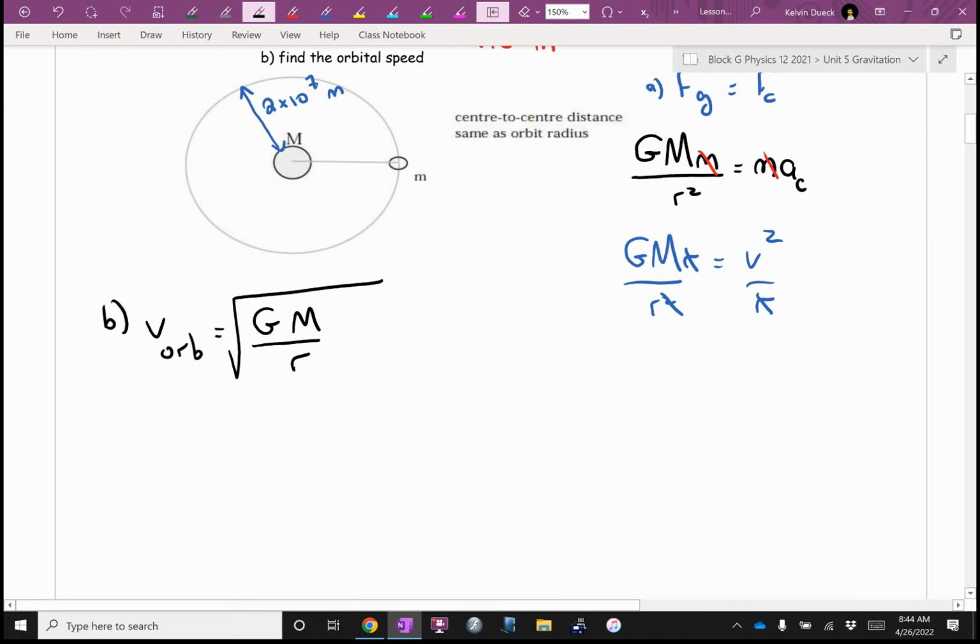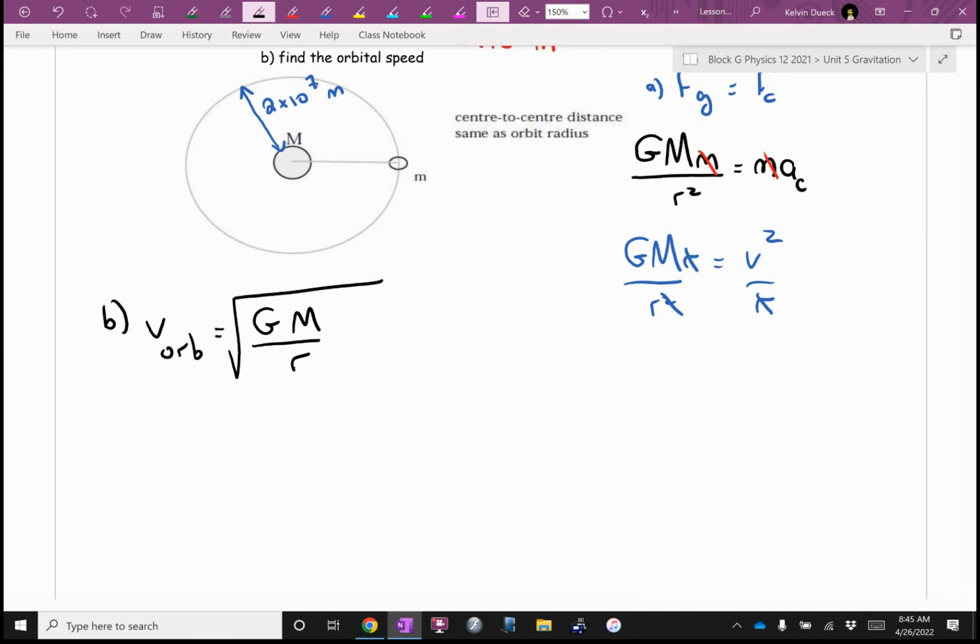What's big G? 9.8? No. 6.67 times 10 to the negative 11. Big M is the mass of the planet. What are we orbiting around in this question? The question tells you. Starts with the letter E. Earth. Mass of the Earth, that's on your formula sheet in that same data section where big G is. And we're going to be using that section more and more for the next couple of units.